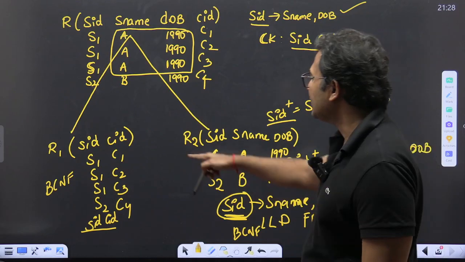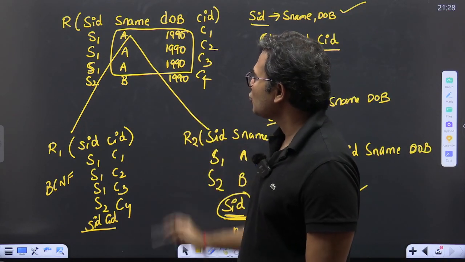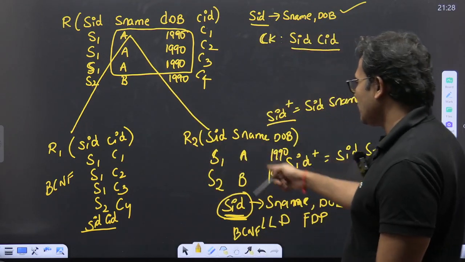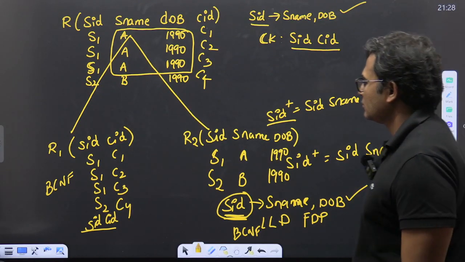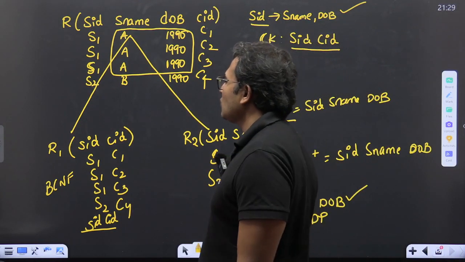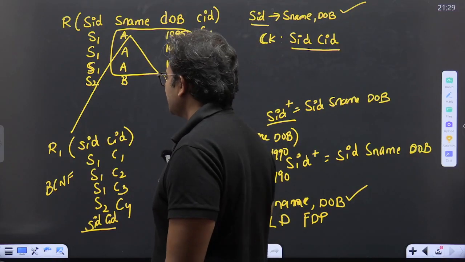So this decomposition is not just decomposition into second normal form. We have decomposed it up to BCNF. BCNF is the highest normal form that this decomposition has gotten us.